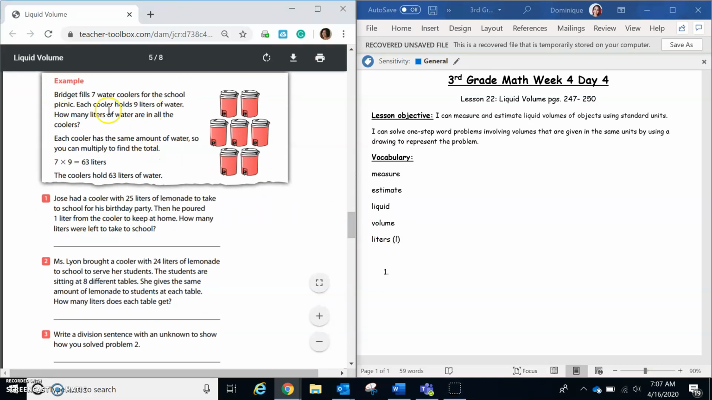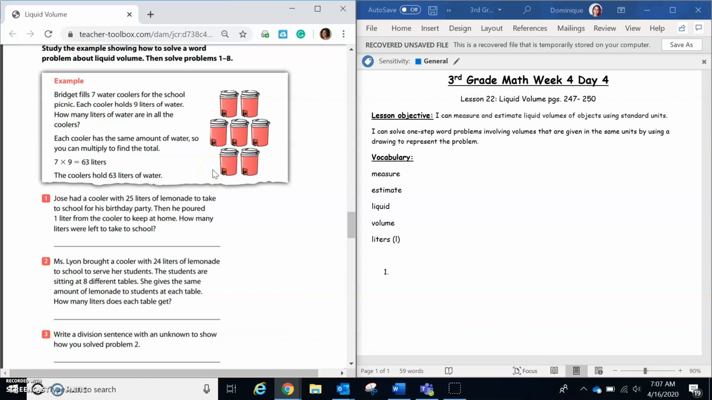It says, Bridget fills 7 water coolers for the school picnic. Here they are right here. Each cooler holds 9 liters of water. So that means this holds 9, this holds 9, this holds 9, 9, 9, 9, 9. How many liters of water are in the coolers? Now this is how they solved it. Each cooler has the same amount of water, so you can multiply to find the total. They did 7 times 9, which equals 63, and their final answer is the coolers hold 63 liters of water.